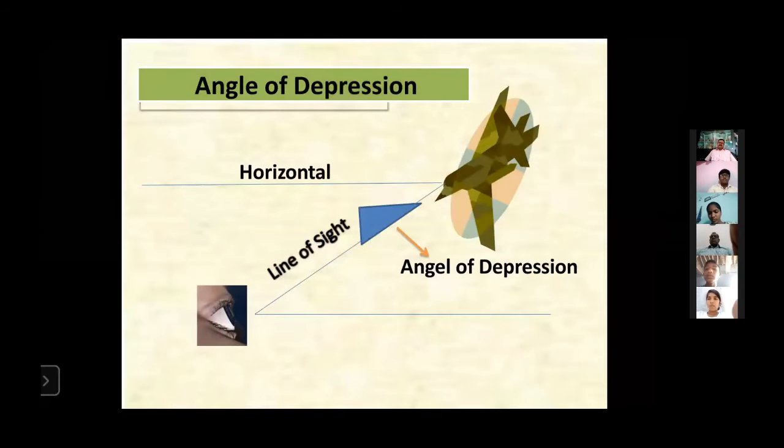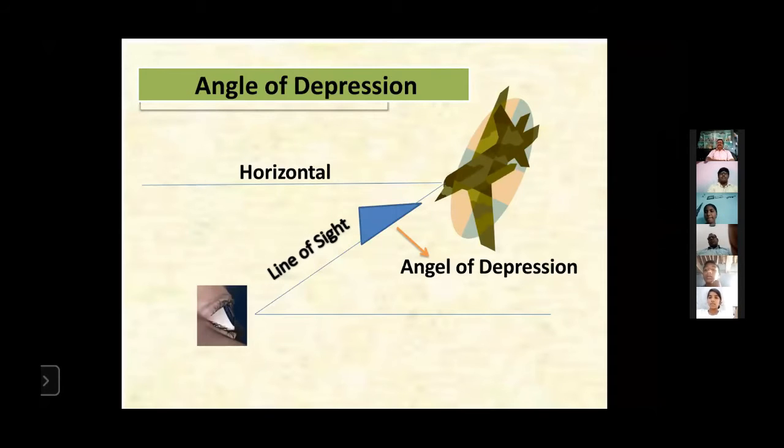See here, in the aeroplane the pilot is there. From the aeroplane he is watching down to the ground, where the object is. This blue shade is called angle of depression. Did you get it, friends? Yes, we got it.